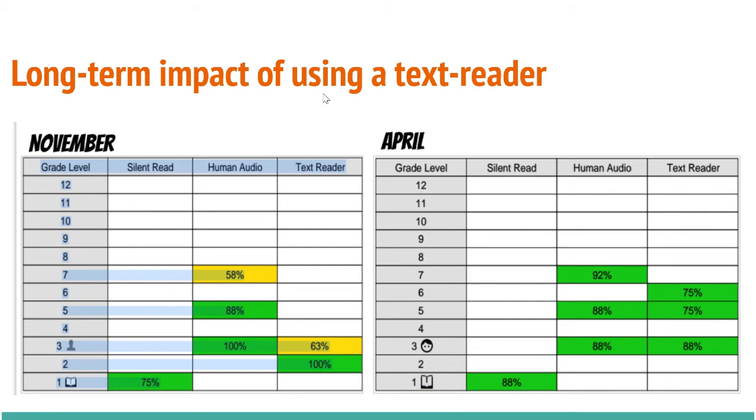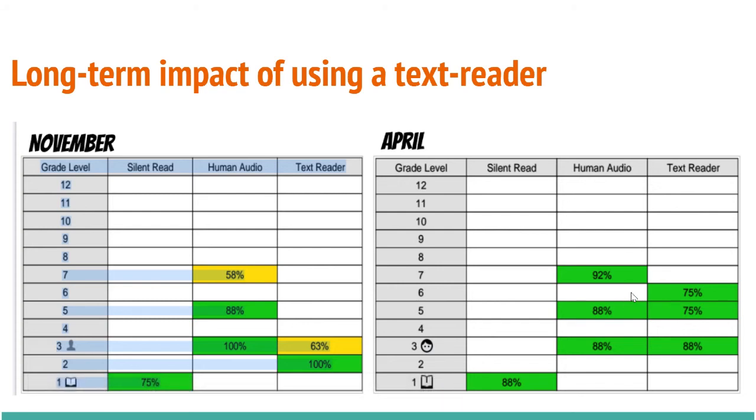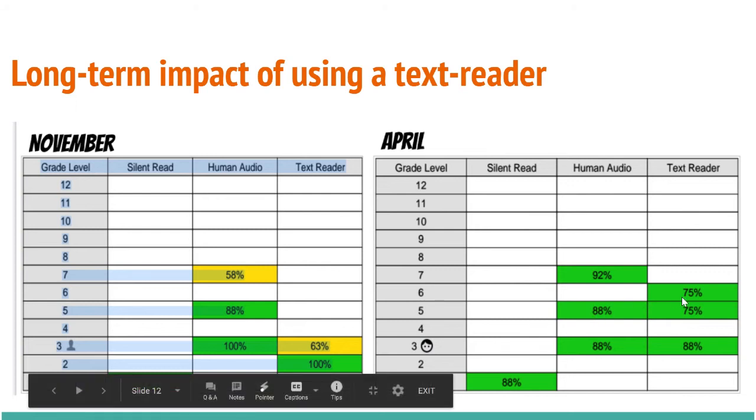The long-term impact of using a text reader could actually show additional benefits and works more like a reading intervention. This student was a 3rd grade student with an independent reading level at 1st grade. They began using these text accessibility features in November. Here we see their results with a human reader and then with a text reader. By April, this same student was not only able to read at grade level, but given their text reader and their human reader voices and that support, they were able to comprehend far above their grade level, at the 6th and 7th grade.